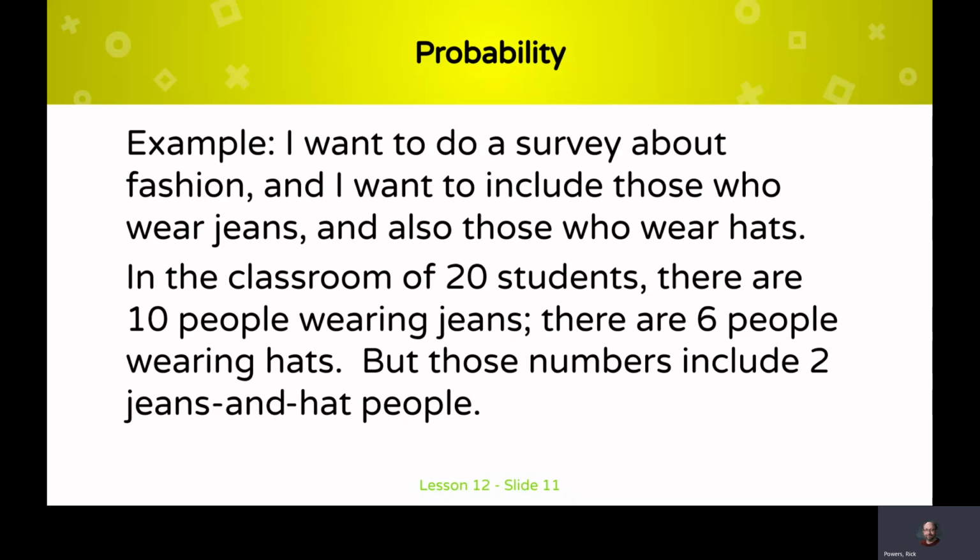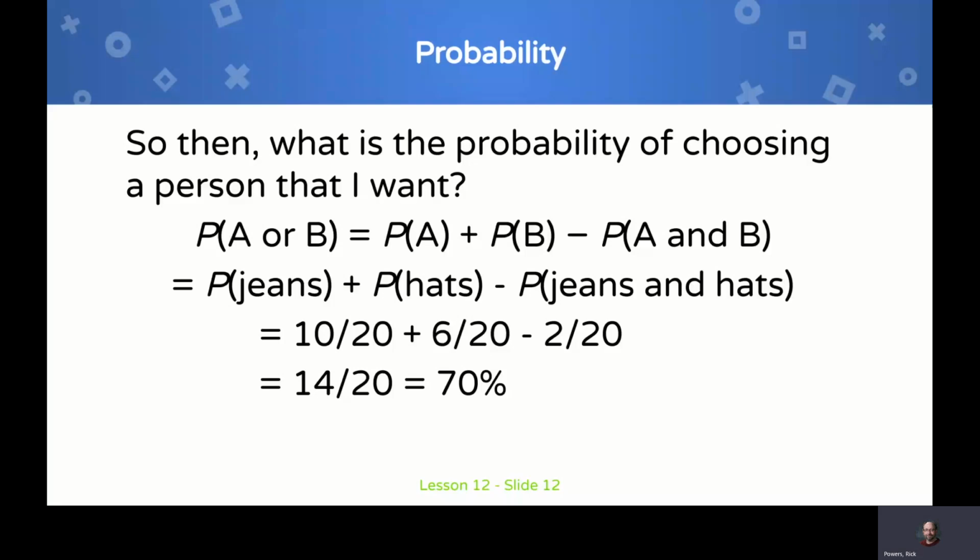Example, I want to do a survey about fashion and I want to include those who wear jeans and also those who wear hats. In the classroom of 20 students, there are 10 people wearing jeans, there are 6 people wearing hats, but those numbers include 2 jeans and hat people. So then what is the probability of choosing a person that I want?